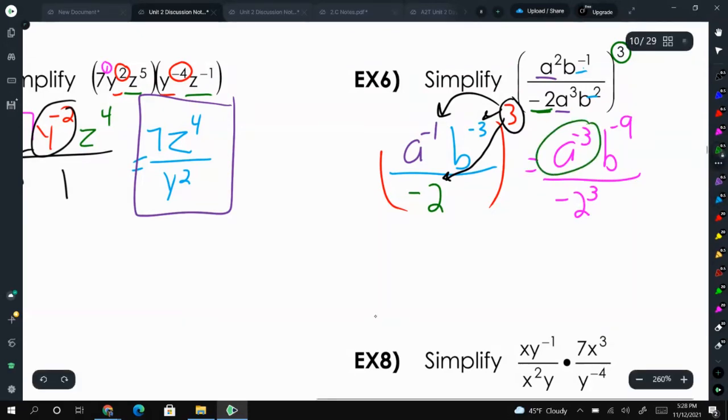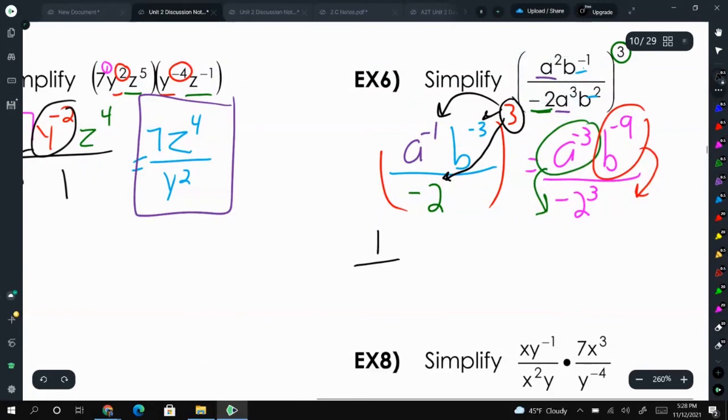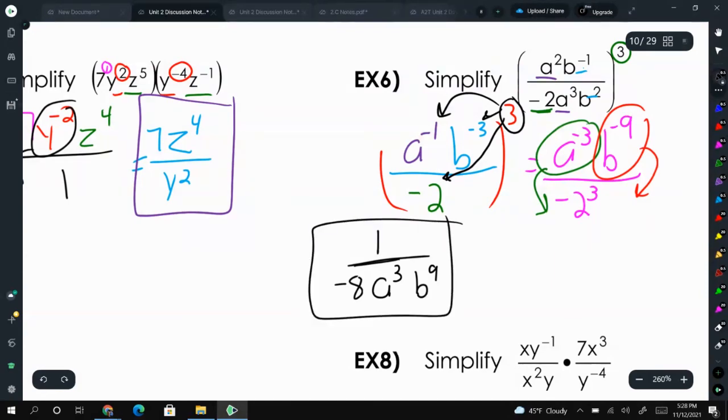I'm going to move these down into the denominator. So I'm left with 1 on the top over negative 2 to the 3rd power is negative 8. And we have a to the positive 3rd times b to the positive 9th. And that is our simplified answer.